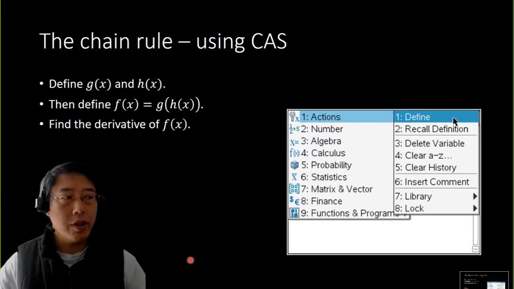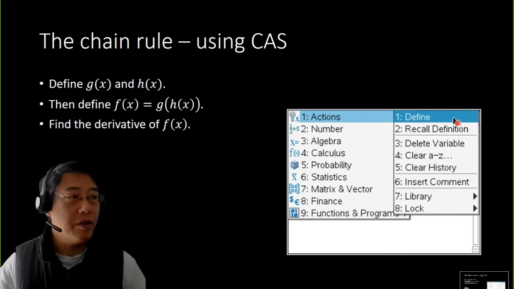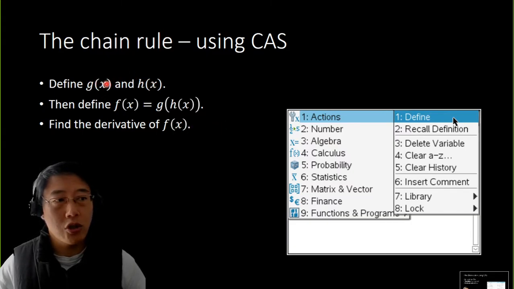Before I move on, you can also calculate that using the CAS calculator. So it's a good idea. You use the define function. You define your first two functions, g of h, and then you define your composite function by giving it a new name, and you make it a function of a function. Then you set your derivative for the function f in terms of x, and it will give you the same answer.